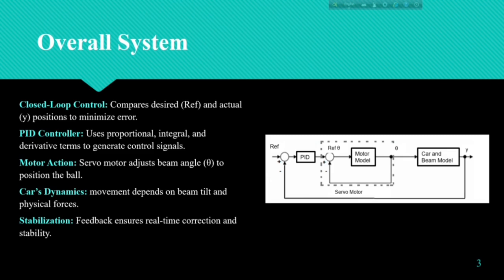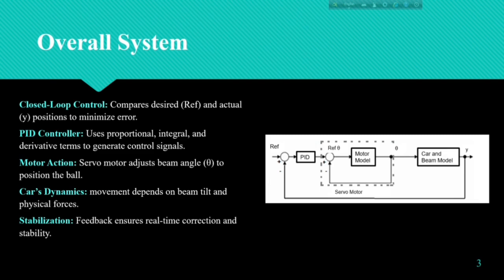The output of the PID controller serves as the input to the motor model, representing a digital servo motor. The motor converts the PID signal into a physical tilt angle theta for the beam. This tilt causes the car to move in the desired direction. The car and beam model describes the behavior of the car in response to the beam's tilt. The relationship between the beam angle theta and the car's movement is governed by the system's physical dynamics, including factors like gravity, inertia, and friction.